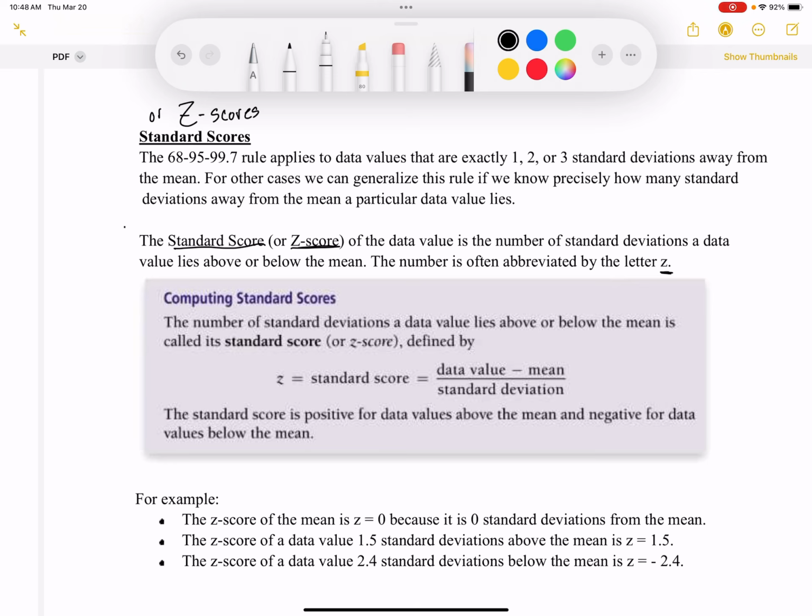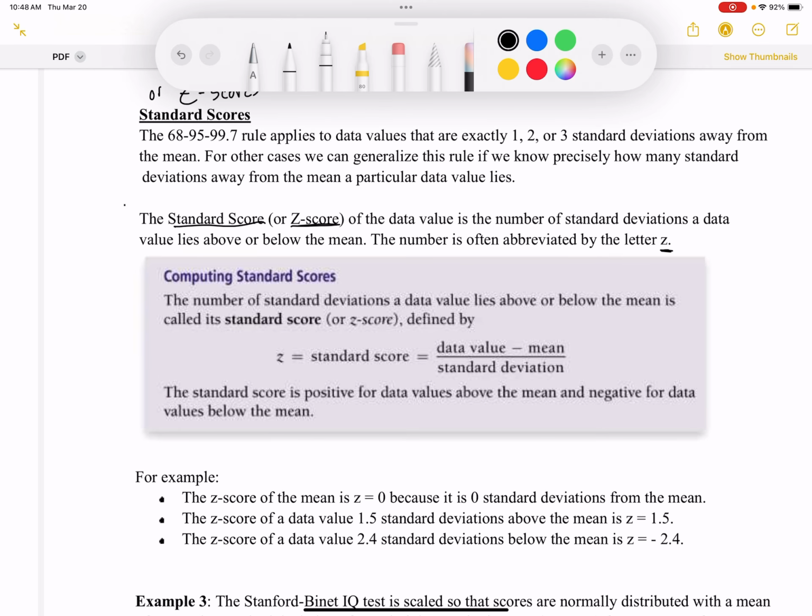The Z-score is equal to the data value minus the mean, divided by the standard deviation. Most of the time, you would see it as Z equals X minus the mean, which is X bar, divided by the standard deviation, like that. That's just the notation for it, but it means the same thing, right?